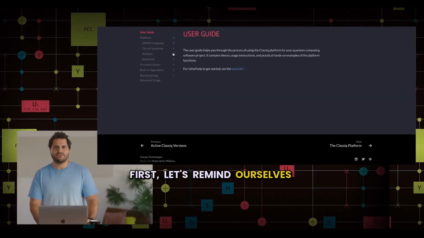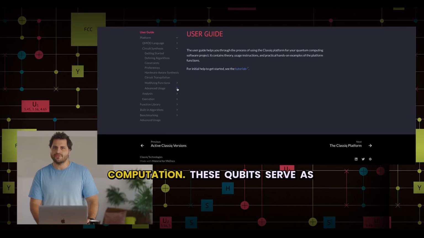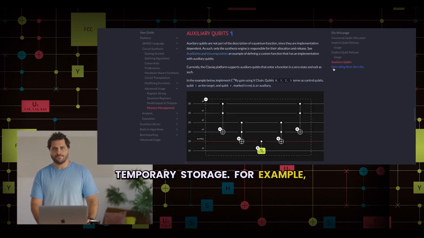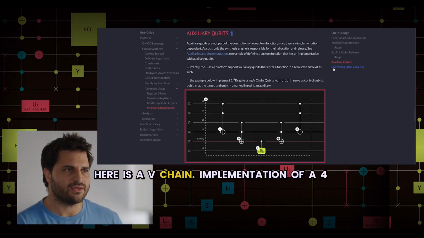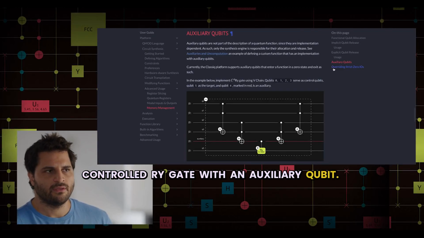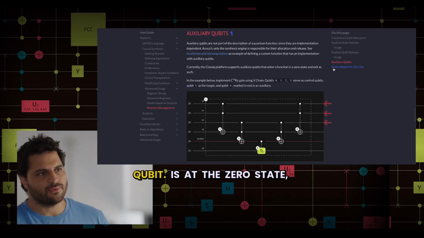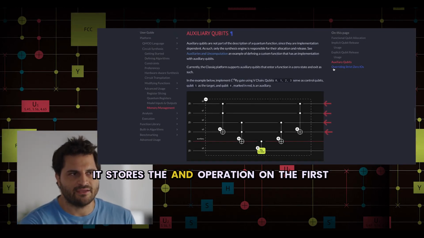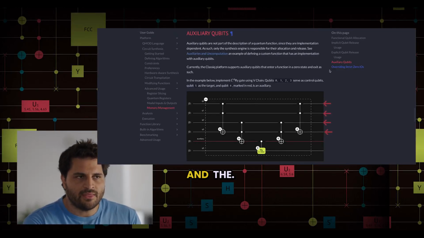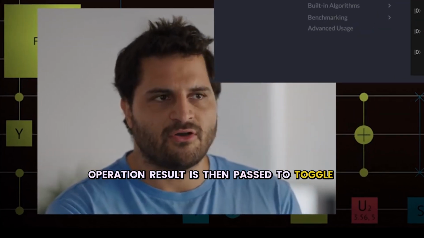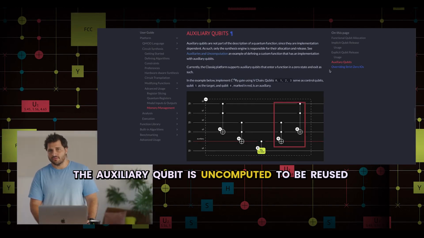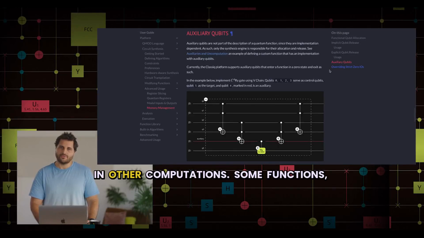First, let's remind ourselves of auxiliary qubits in quantum computation. These qubits serve as temporary storage. For example, here is a V-chain implementation of a 4-controlled RY gate with an auxiliary qubit. Under the requirement that the auxiliary qubit is at the 0 state, it stores the AND operation on the first 4 control qubits, Q0 to Q3, and the operation result is then passed to toggle the RY gate. Afterwards, the auxiliary qubit is uncomputed to be reused in other computations.